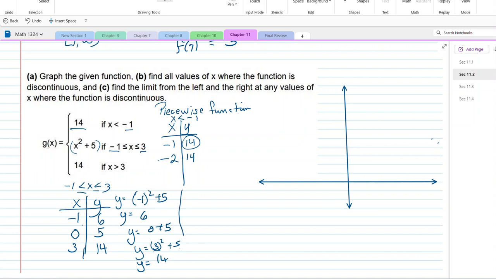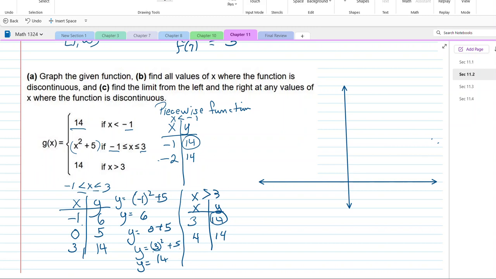Okay, so now we're going to do the other one, x greater than 3, for that same function that says 14. So it is an open hole at 3, but it's 14. That's an open hole. Then I'm doing 4, and it's 14. So let's try to graph this so we can understand if it is continuous or not.